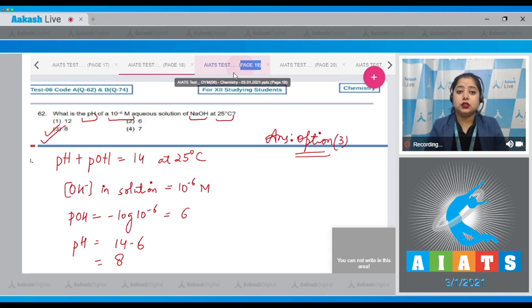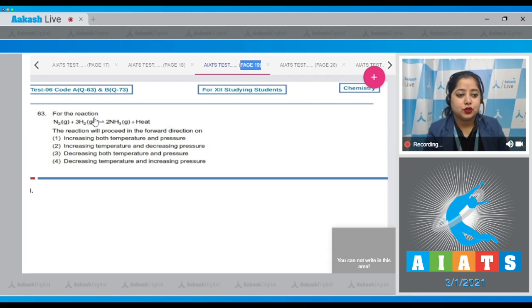Moving to next question, which is 63. Let's read it. For the reaction N2 gaseous plus 3H2 gaseous gives 2NH3 gaseous and heat, the reaction will proceed in the forward direction on: Option number 1, increasing both temperature and pressure. Option number 2, increasing temperature and decreasing pressure. Option number 3, decreasing both temperature and pressure. And option number 4, decreasing temperature and increasing pressure.